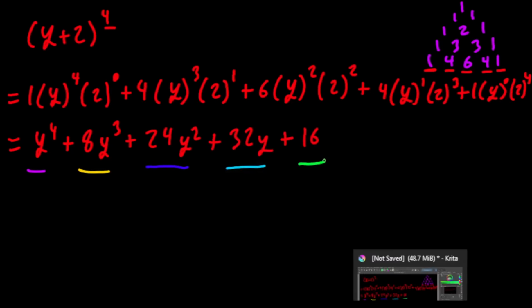I think we have time to solve one more example so that you can completely get an idea. So let's solve a challenging one. Let's say we have 2x plus 3y power of 3. So we start off with the diagram 1, 1, 1, 1, 2, 1, 1, 3, 3, 1.